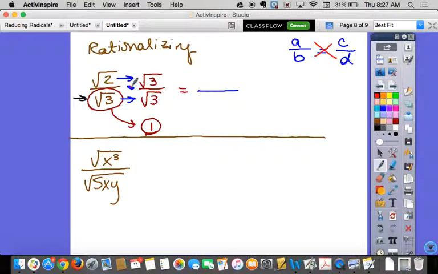So the square root of 2 times the square root of 3, that will be 2 times 3, the square root of 6. Okay, now here we go. The square root of 3 times the square root of 3. Now, I'm probably not going to write it like this every time, but let's just think through it this time. 3 times 3 is 9, right? Okay. Now, what is the square root of 9? That's just 3.